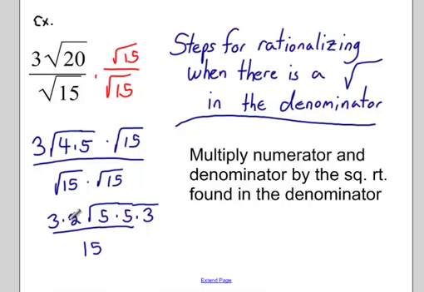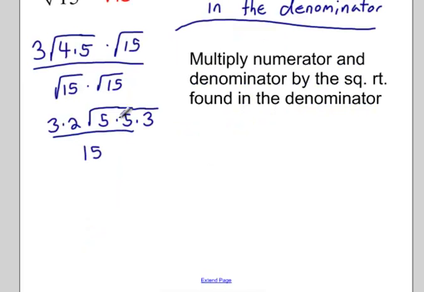Now, it's a little trick that if I write everything as their factors, well, look what happens. When I have a 5 and a 5, well, the definition of square root, that means that that's 25. The square root of 25 brings it out there. So that gives me 3 times 2 times 5, and I'm left with the square root of 3 over 15.